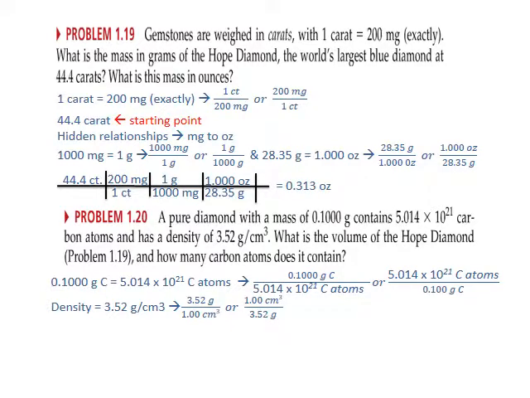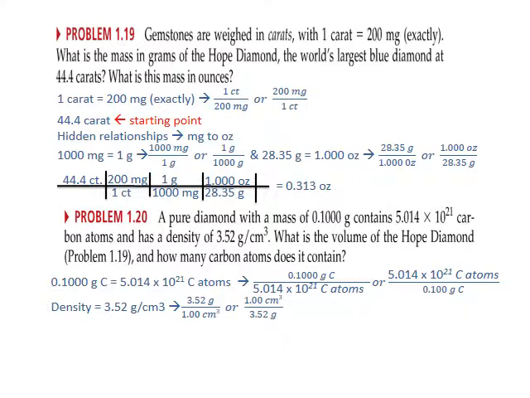So if I plug all my numbers through my calculator, and I forgot to mention how we do this, basically I multiply it all the way across the top, so 44.4 times 200 times 1, or you can skip that step because really it doesn't accomplish anything, times 1 again. Then I'm going to divide by 1, then divide by 1,000, then divide by 28.35 grams. And if you do that in that order, you should end up getting 0.313 ounces.